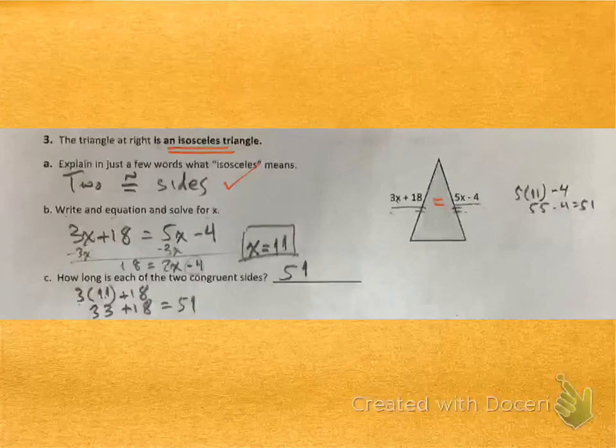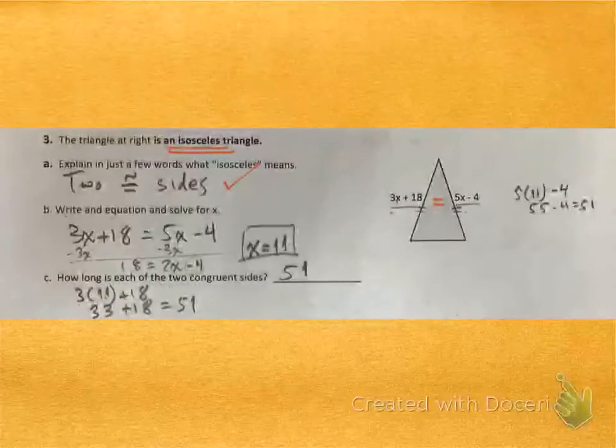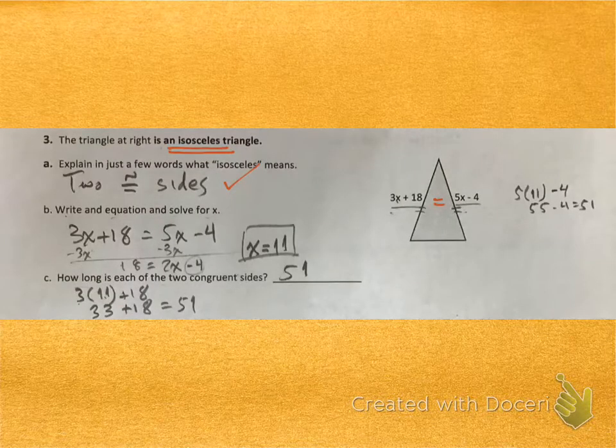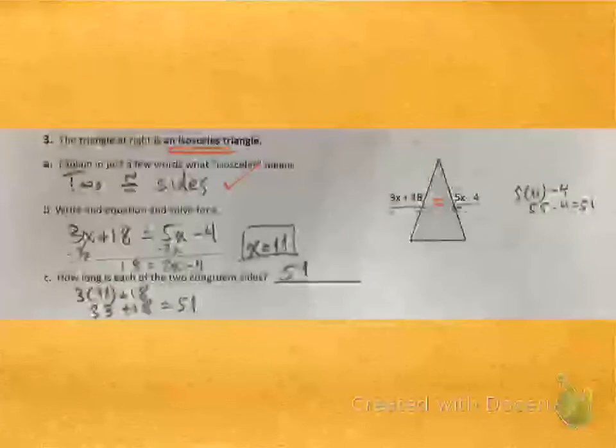Make sure you separate the x's on one side of the equation and the numbers on the other. And you'll get x equals 11 if you do all that right. Well, that's not the end of the story in this case, because the final question is, how long is each of the two congruent sides?